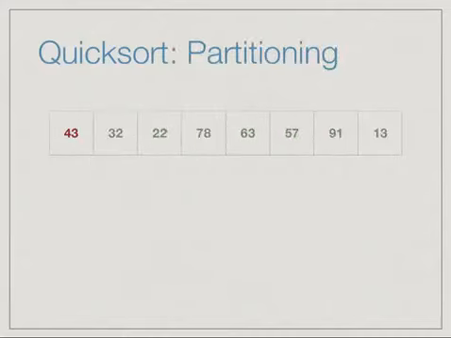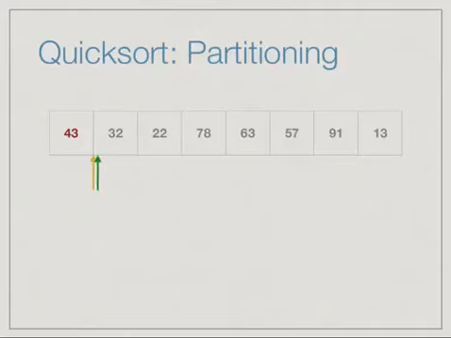So let us look at how partitioning works. So here we have the earlier list and we have marked 43 as our pivot element. And we want to do a scan of the remaining elements and divide them into two groups, those smaller than 43, the yellow ones, those bigger than 43, the green ones, and rearrange them. So what we will do is we will keep two pointers, a yellow pointer and a green pointer.